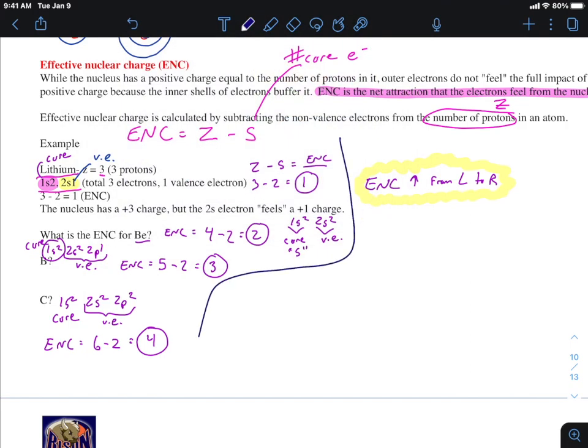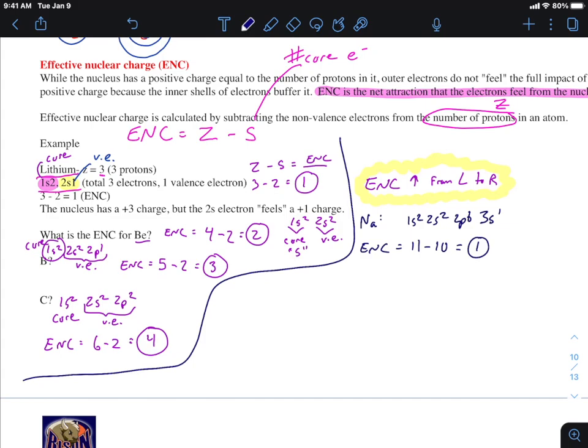I'm going to make some space here. All right, so sodium is 1s2, 2s2, 2p6, 3s1. So the effective nuclear charge for sodium, which has 11 protons, how many core electrons does sodium have? 10, yes, good. So the effective nuclear charge of sodium is 1. Wait, sodium is in the same family as lithium. Lithium also had an effective nuclear charge of 1.